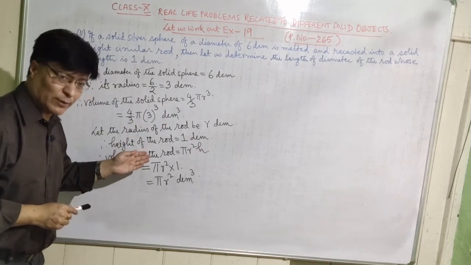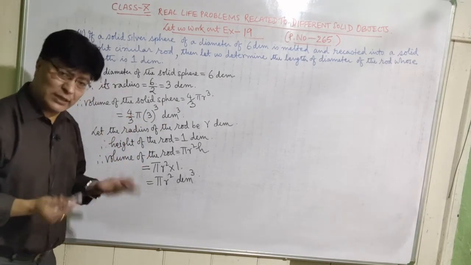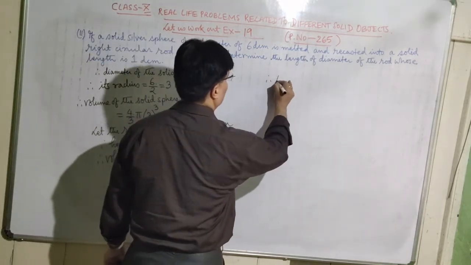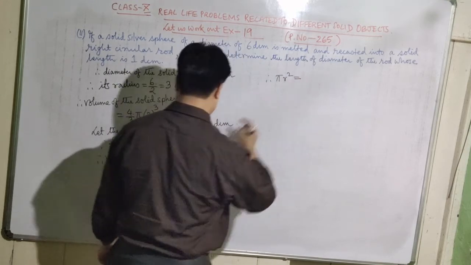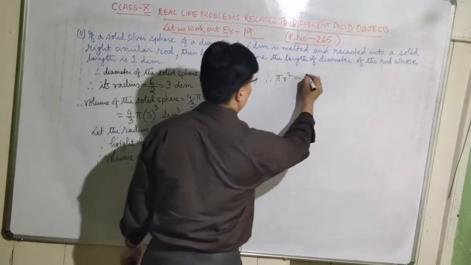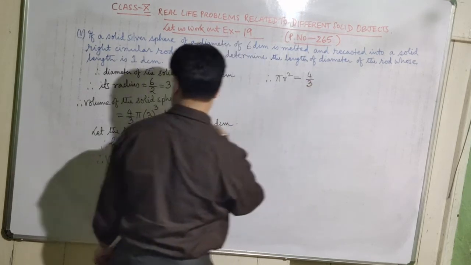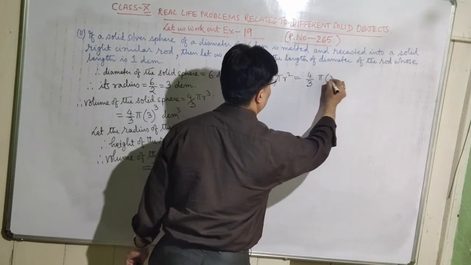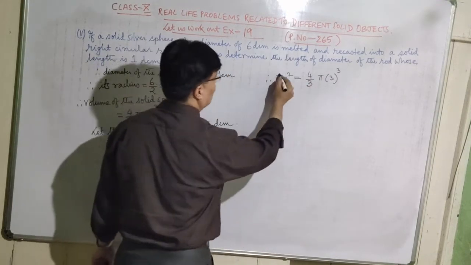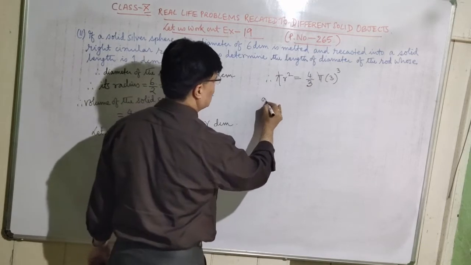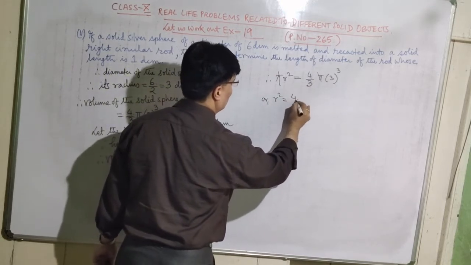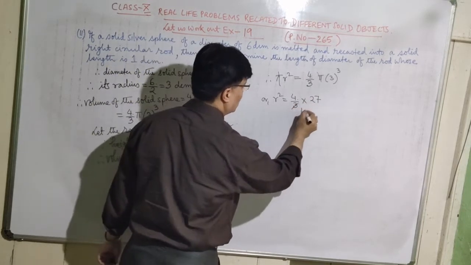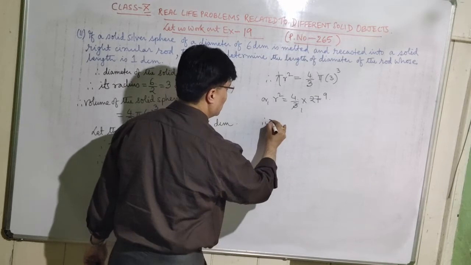So this solid sphere is melted to make a rod, so the volume of both must be equal, right? So let us write here, therefore we can equate the volume: pi r square is equal to 4/3 pi 3 whole cube. Okay, so here this pi gets cancelled, or r square is equal to 4/3 into 3 cube is 27. So 3 1s are 3, 3 9s are 27, therefore r square is 9.